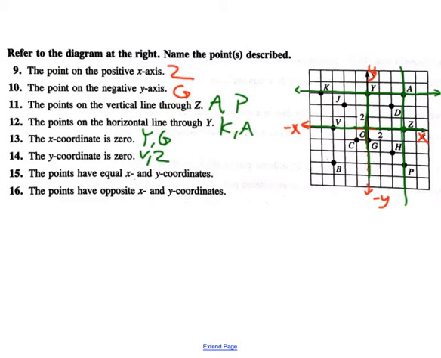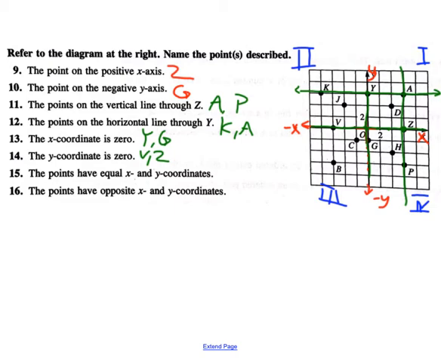Okay, two more. Where do the points have equal x and y coordinates? What points have equal x and y coordinates? That means they are the exact same. Well, where can that happen? Let's count our quadrants again. Here's quadrant 1, remember? We start in the upper right and we count counterclockwise. Oh, I did that one wrong. That should be 3. This is 4. Okay, the points have equal x and y coordinates.